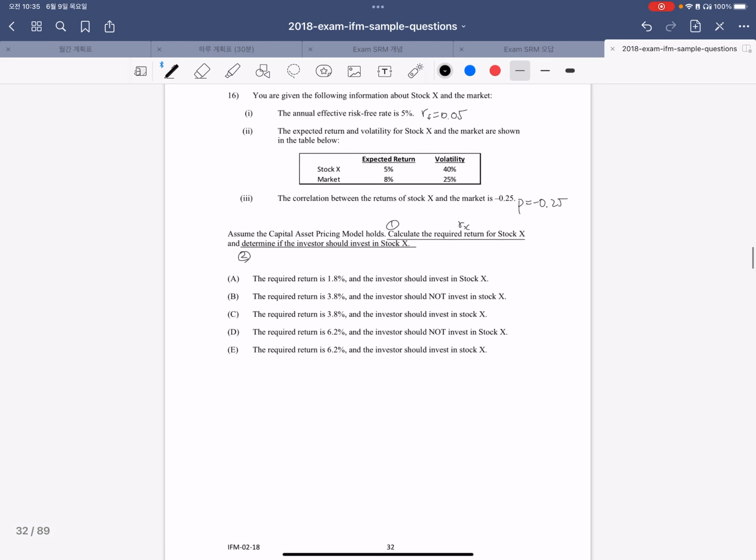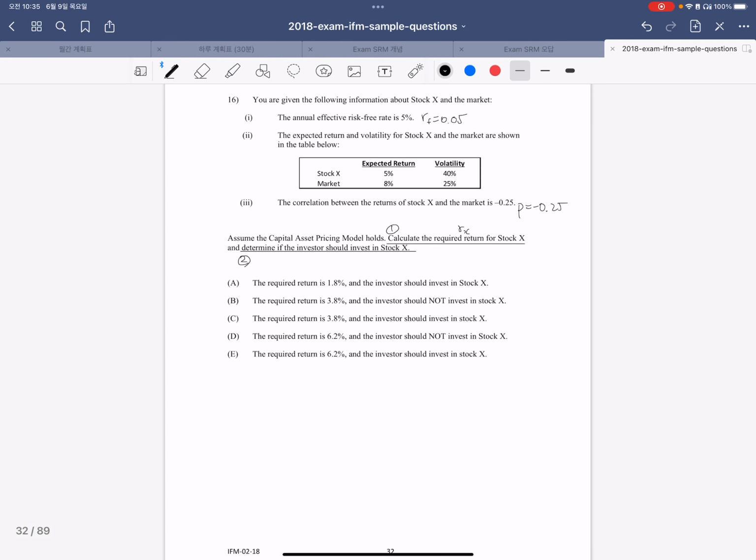So for the first part, where we have to calculate the required return for stock X, according to the capital asset pricing model, the required return for a certain asset equals the risk-free interest rate plus beta of the asset times the expected return of the market minus the risk-free interest rate.